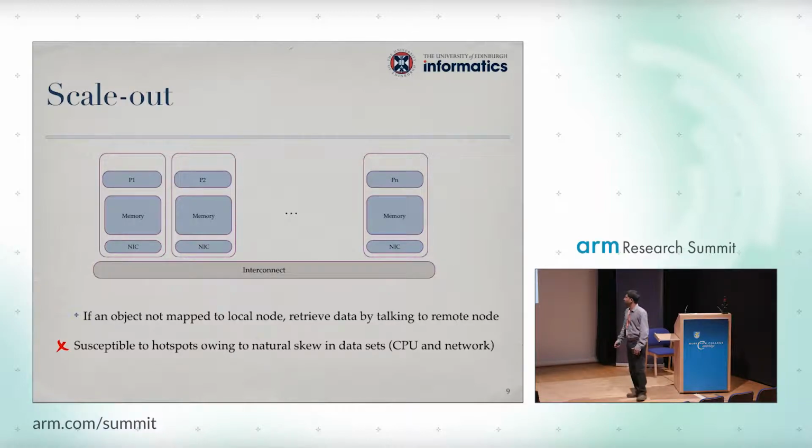Which means that if you have a data set with hotspots, like Boris talked about in the talk on Monday, how data sets have this natural skew in them, it's likely that nodes can get congested, and the system is susceptible to hotspots. Again, the network and the CPU of the congested nodes can limit the throughput of the system.